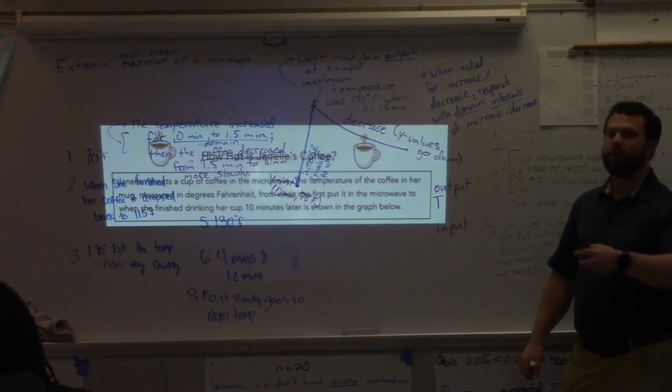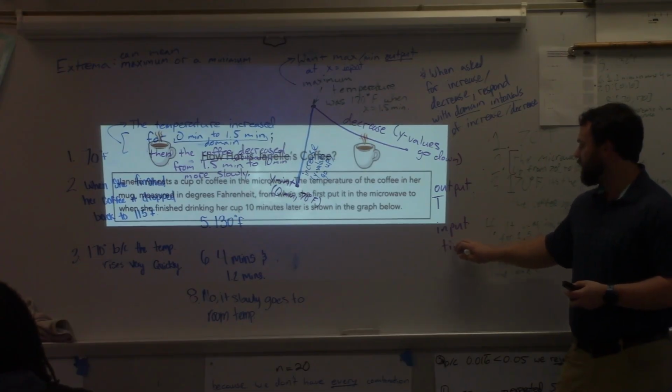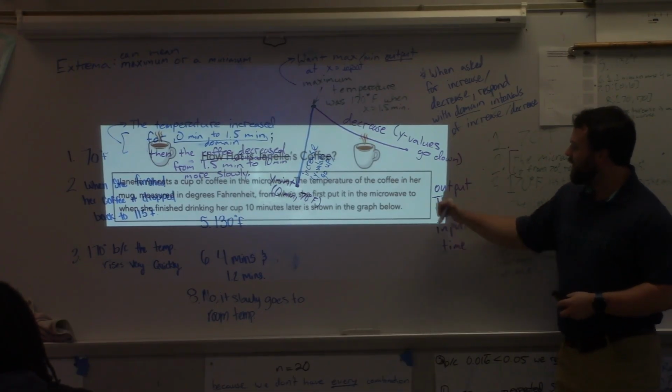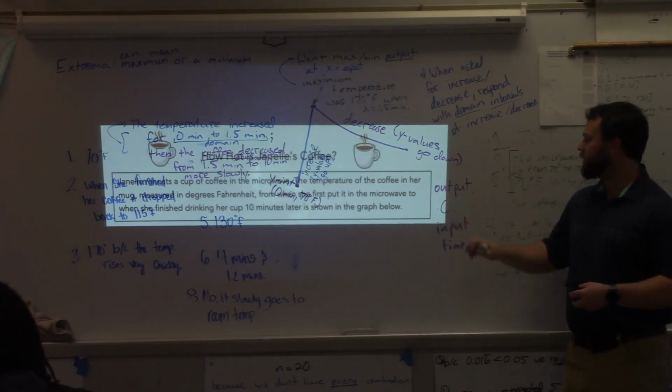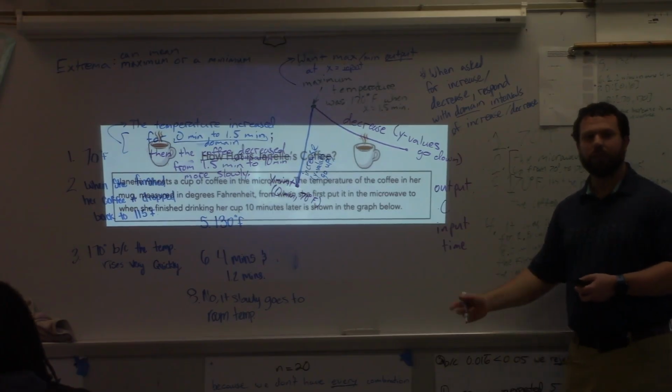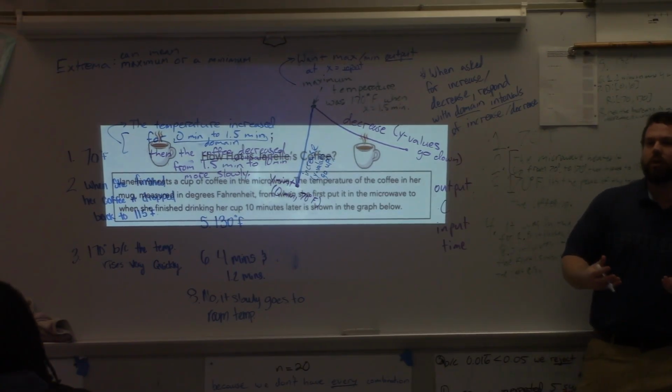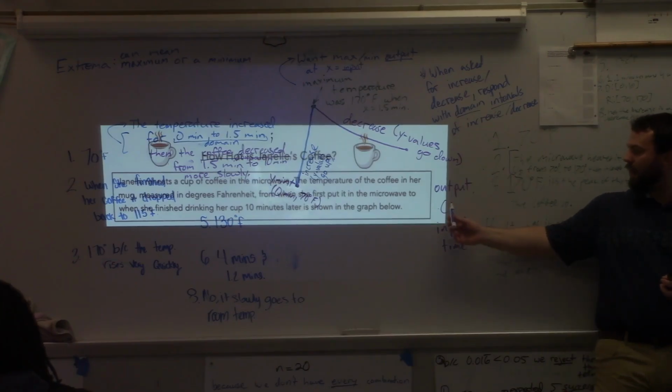It was the minutes, right? Which is my time. The temperature of the what? Coffee. So let's use a C for coffee, T for time. So what would be a function notation to indicate the output was the coffee temp, the input was the time?